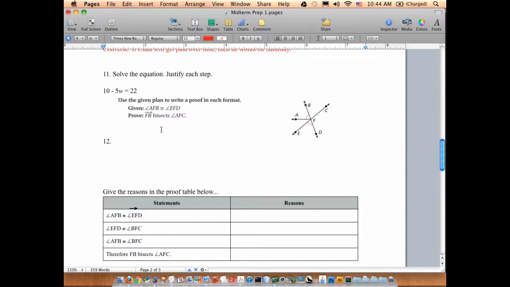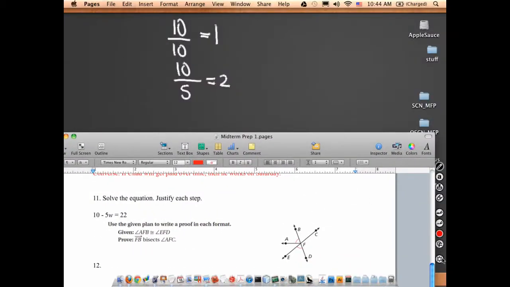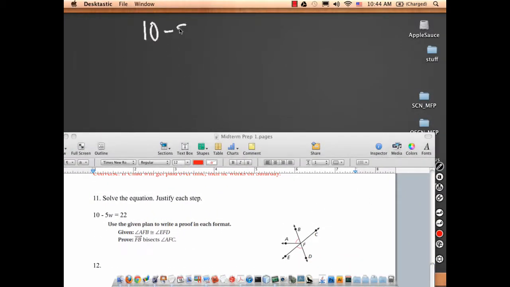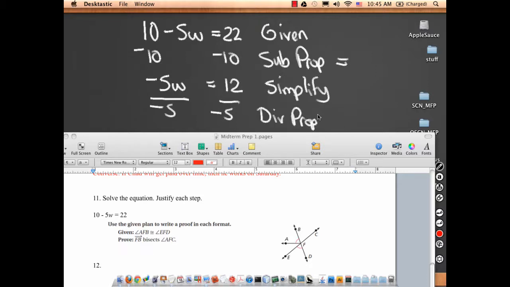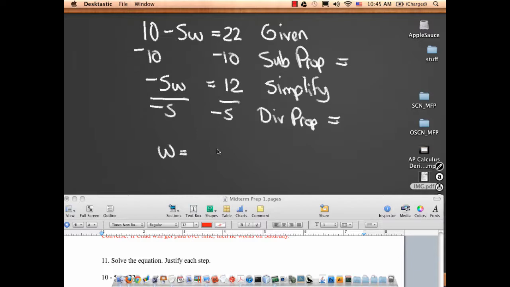All right. Number 11, solve and justify each step. 10 minus 5w equals 22. The justification there is given. All right, subtract 10 from both sides. That is the subtraction property of equality. So negative 5w equals 12. That is called simplify. Divide by negative 5. That's called the division property of equality. And so w equals negative 12 fifths, or you could write the decimal, negative 2.4.